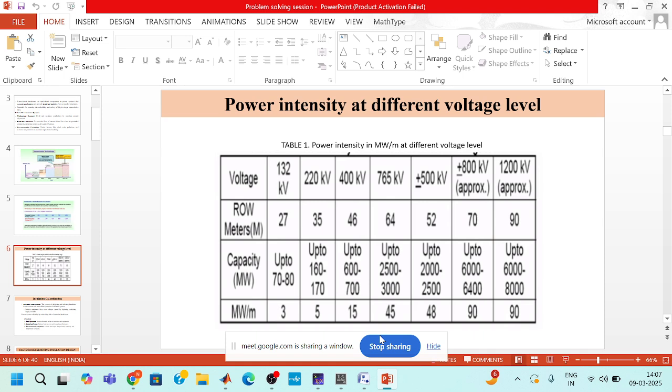You will be asked, for different voltage levels, what the ROW, right of way, would be, or what the maximum capacity would be, or what the maximum power intensity would be at a different voltage level.